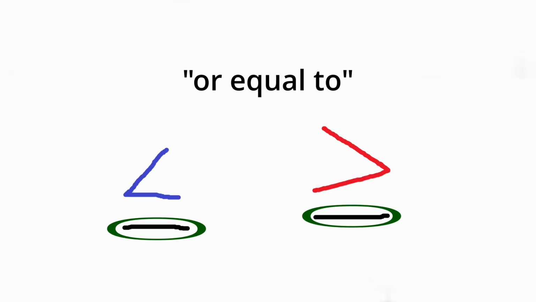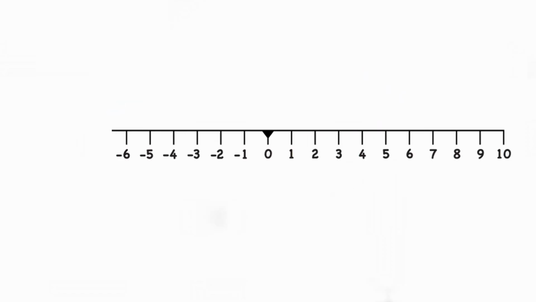There are four symbols that are used to describe inequalities. Less than, greater than, less than or equal to, and greater than or equal to. I like to remember the or equal to symbols by the line underneath. Notice how it looks like an equal sign cut in half and replaced with the directional sign on top. This is easier to visualize on a number line.